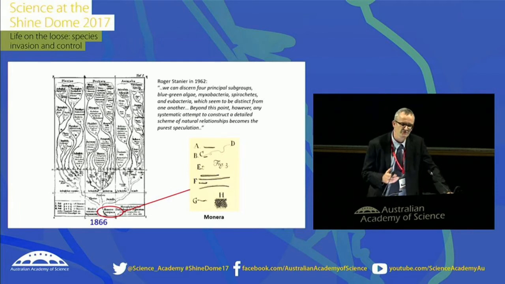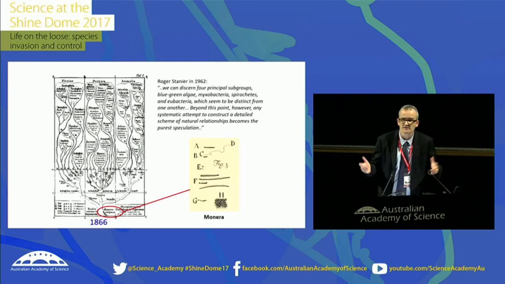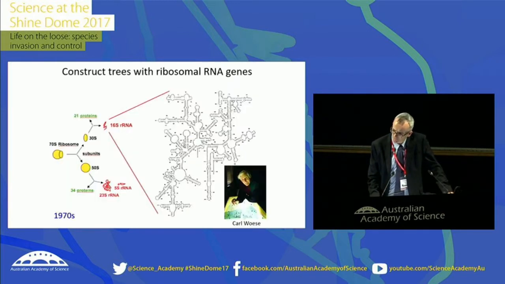Roger Stanier, a very famous microbiologist, sort of threw his hands up in hopelessness back in the 60s and said, we can only really tell apart a few basic types, but beyond that, the relationships of these organisms to each other is a complete mystery. Well, that all changed in the following decade, largely thanks to this man here, Carl Woese.